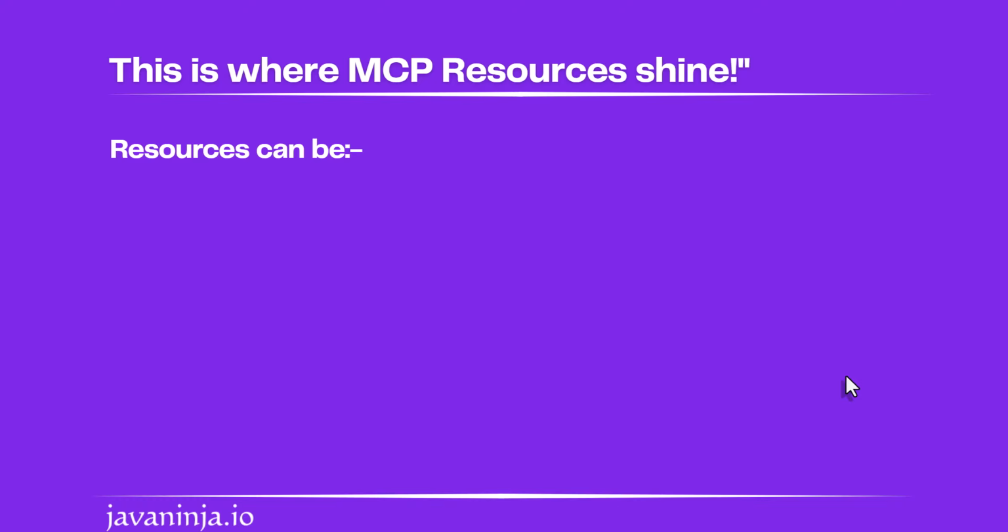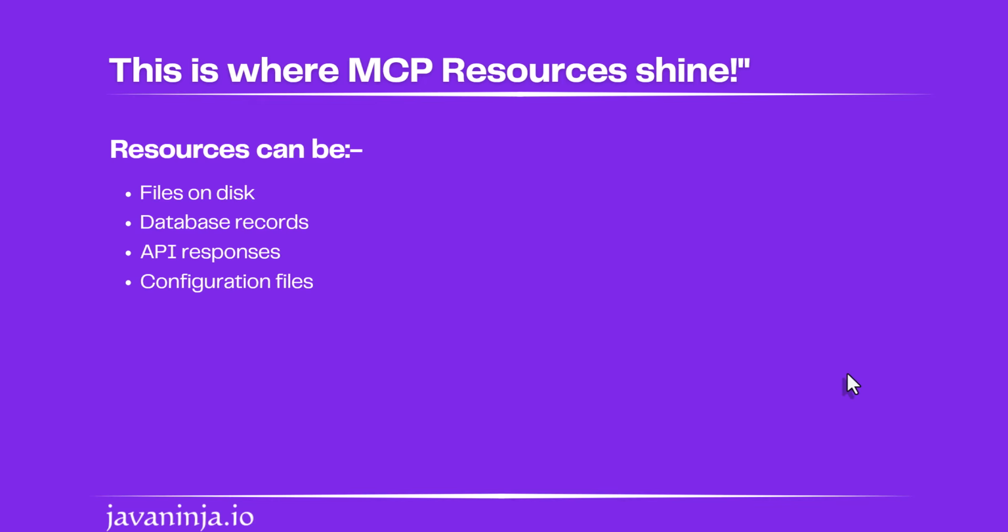This is where MCP resources come into the picture. MCP resources are one of the core primitives in MCP. They represent contextual data that AI models can access. Resources can be files on disk, database records, API responses, live sensor data, configuration files, or anything that can be represented as text or binary data.